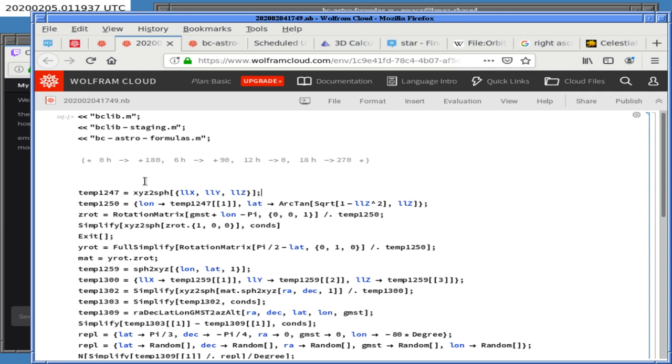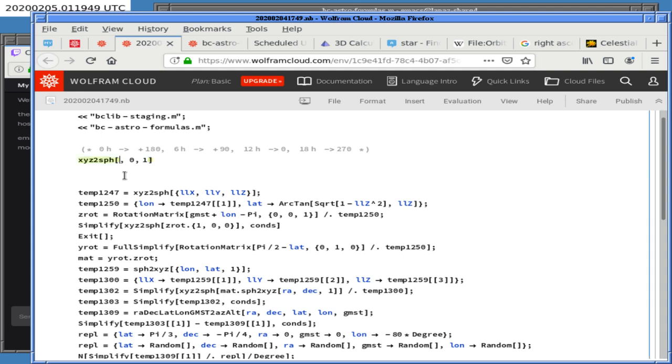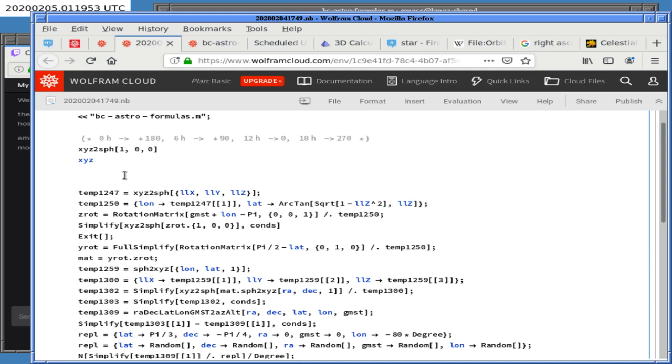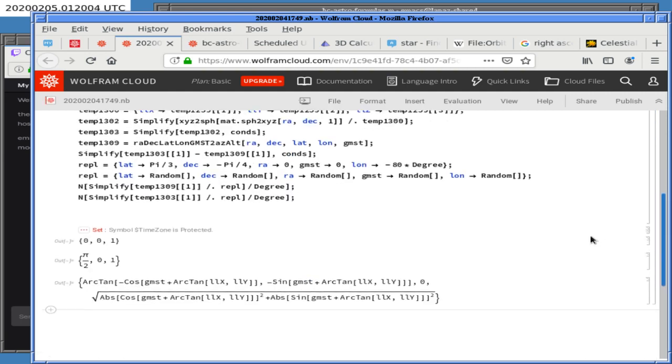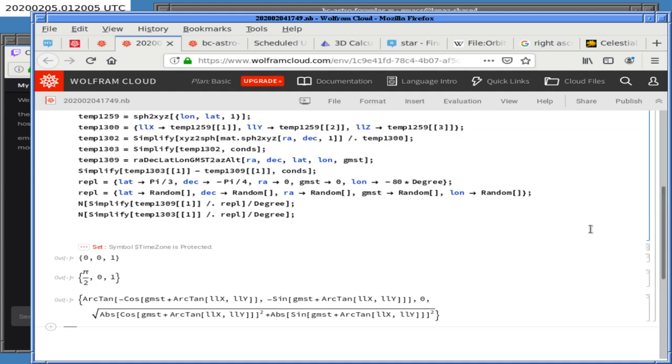Because, let's see, I'm losing my mind. X, Y, Z to spherical of 0, 0, 1, that's the x-axis. No, it's not. That's the z-axis. And x, y, z spherical of 0, 1, 0. The second one should be pi over 2 in terms of azimuth. And it is. Pomodoro time, back in 25 minutes.